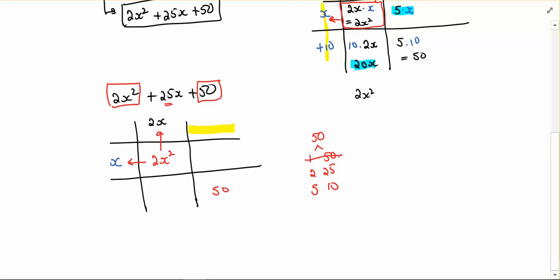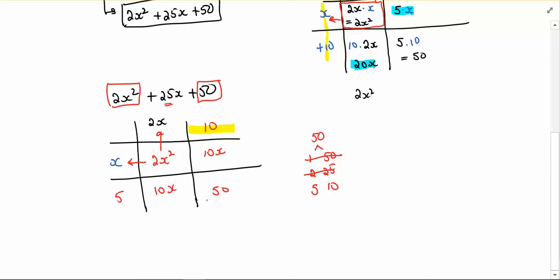So we've dismissed that. Now let's try the 5 and the 10. So let me put the 5 here and the 10 there. Now certainly 5 times 10 gives me 50, so that works. But does it add to be 25? Let's see. X times 10 is 10x, and 5 times 2 is also 10x. And now you see that 10x plus 10x doesn't add to be 25, it only adds to be 20.